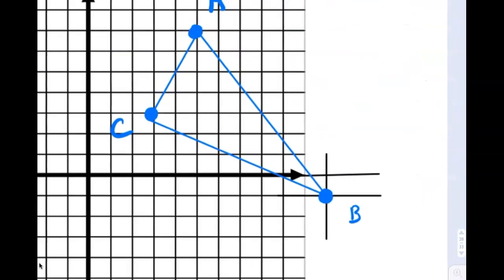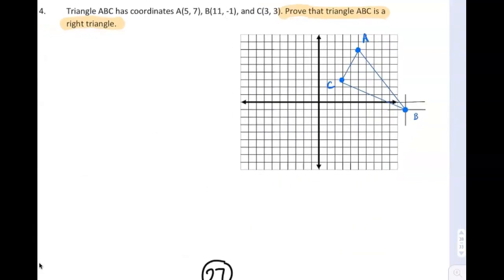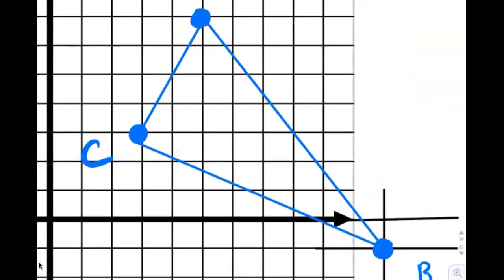So again, same thing happened here when I plotted it. I had to extend my graph a little bit, but only 1 over and 1 down, so it wasn't too crazy. So 5, 7, 11, -1, and 3, 3. So now we're asked to prove it is a right triangle. Same thing. If it's got 3 sides in a right angle, then it's a right triangle. So again, it's obvious that this must be the right angle if there is one.